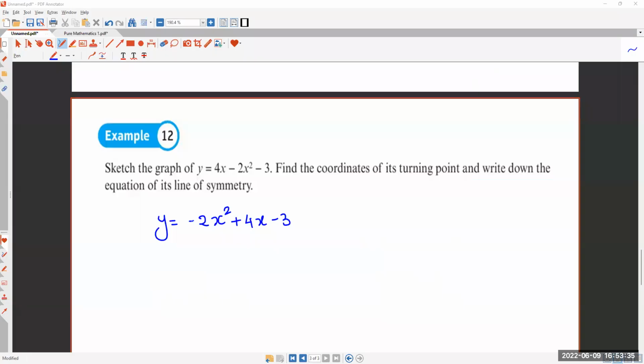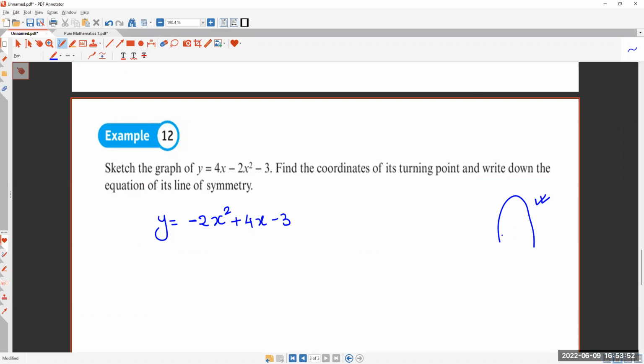Now you know by seeing this negative sign in x square, you know it's an n shape. So if your x square is positive, it's a U-shaped graph. It's what we learned in O level, right? And when x square is negative, it's an n-shaped graph. We know that. So we got the shape.